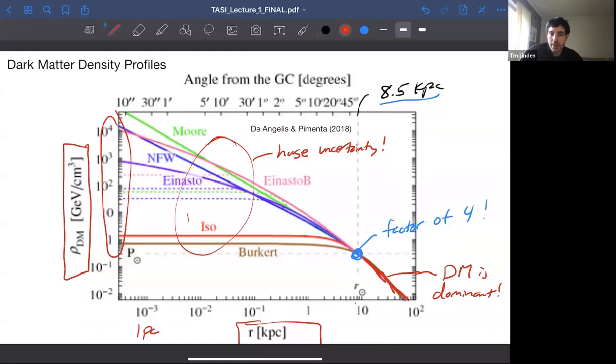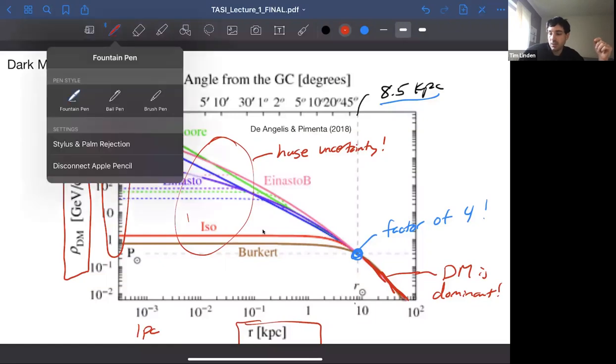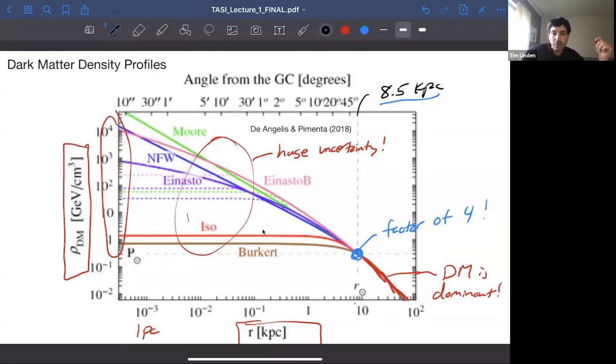That is exactly right. So the question was, for indirect detection constraints on dark matter, will a profile like Moore or Einasto produce more stringent constraints than one like Burkert? Yeah, and that is true by a factor of 10 to the 3 or something like that for observations of the center of the galaxy, the center of the Milky Way in particular. We'll see the uncertainty is actually not so bad in dwarf galaxies. But for the Milky Way galactic center, it's a huge uncertainty.